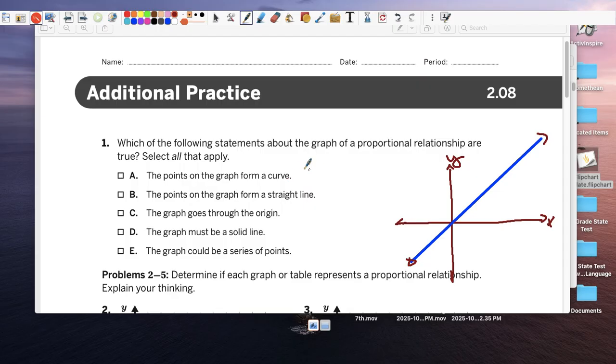The points in the graph form a curve. No. Points in the graph form a straight line. Yes. Check. The graph goes through the origin. Yes. The graph must be a solid line. So this is what they mean by that. Can it be like that? Or let me draw another graph somewhere over here. Let me draw a small graph. Or could it be this?